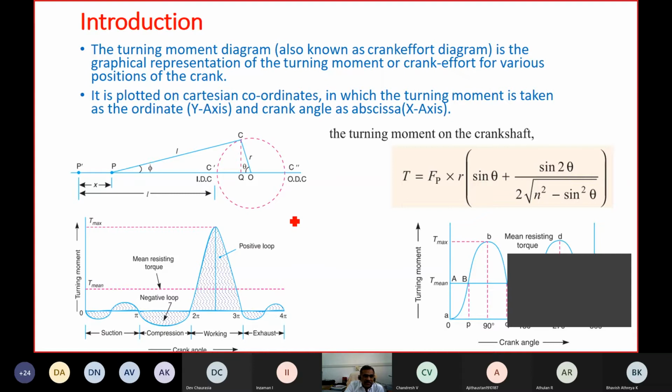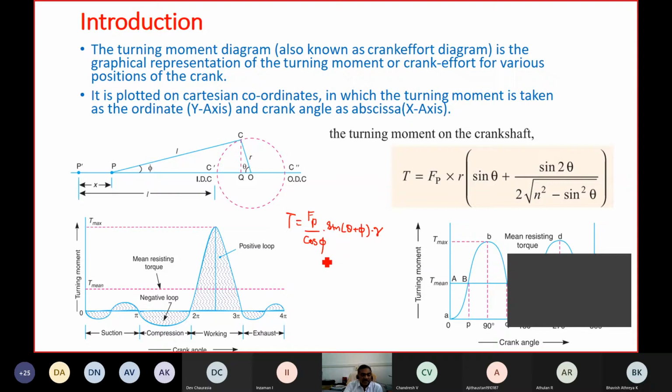That is, torque is equal to Fp divided by cos phi, into sin theta plus phi, into the radius of the crank. This is the tangential force multiplied by the radius of the crank. This will give the torque.